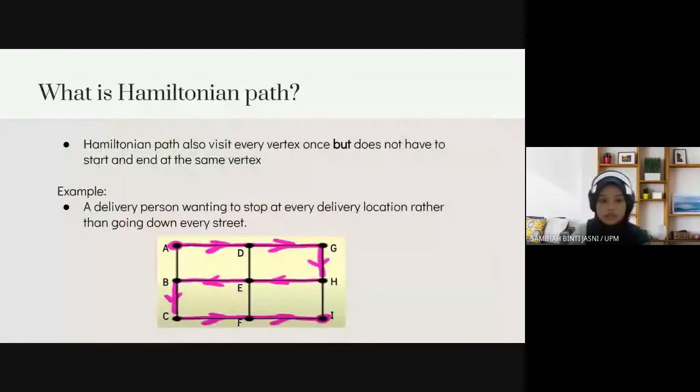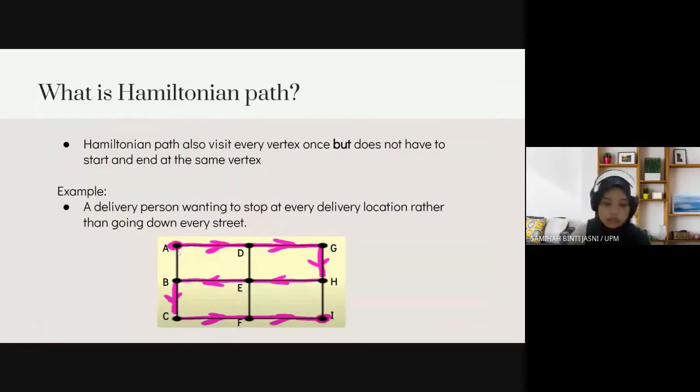Next, what is a Hamiltonian path? A Hamiltonian path also visits every vertex once, but does not have to start and end at the same vertex. For example, a delivery person wanting to stop at every delivery location rather than going down every street.